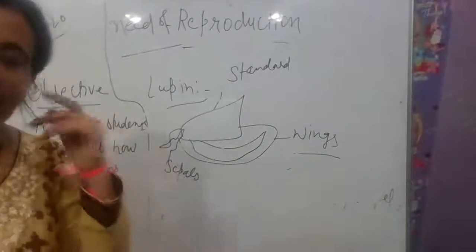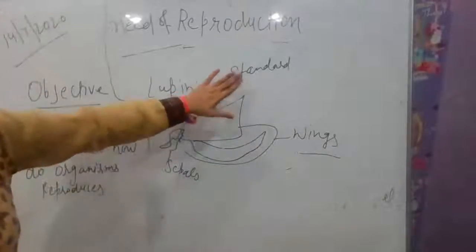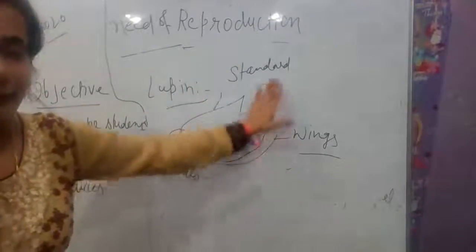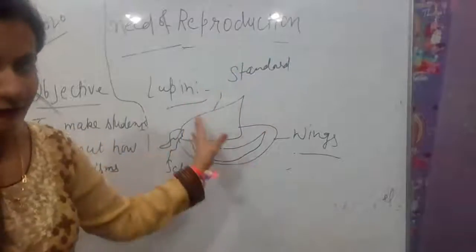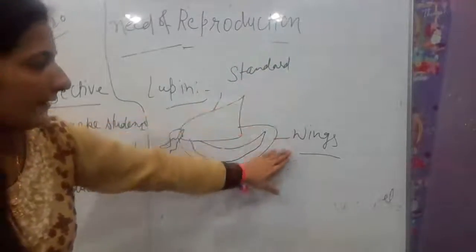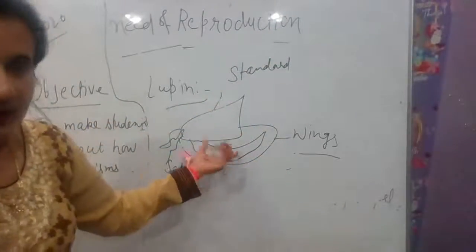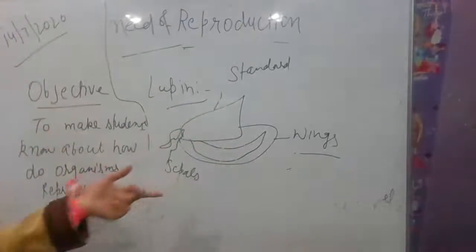Same reproductive organ, male, female. Here you have to just add the concept of petals of different varieties, different shapes. That is the standard, wings, boat-shaped keel. These are lupin flowers. Okay, beta.